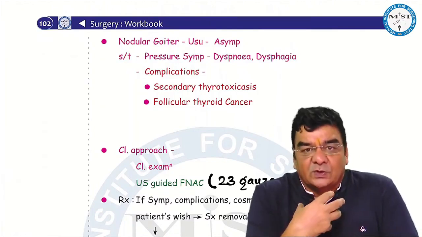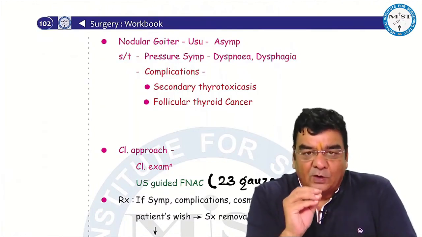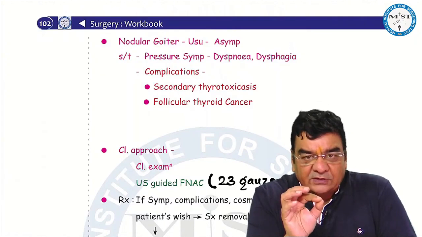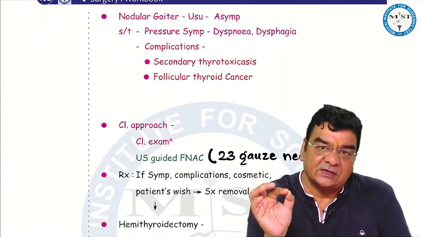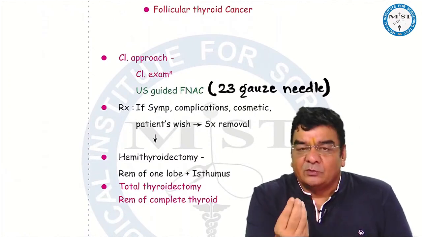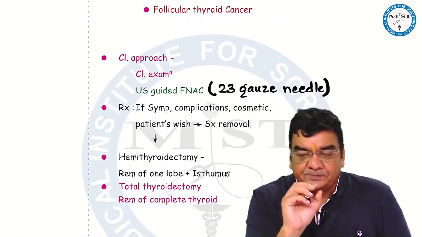Patient comes to us with a swelling in the neck. We can do ultrasound guided FNAC, fine needle aspiration cytology, where we can use a 22 gauge to 26 gauge needle, and we'll come to know about this nodular goiter.